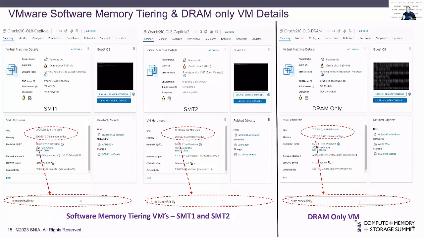We went ahead and set the affinity to 0, and we did the same thing across the board for the virtual machine sitting on the DRAM server as well. So it also has 12 vCPUs and 256 gigabytes of VM memory. We also made sure that we set the affinity to NUMA node 0.